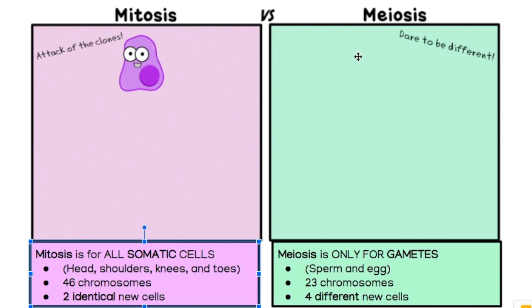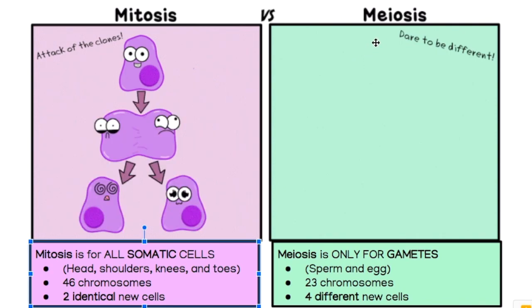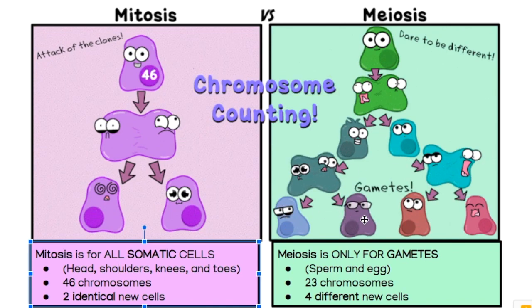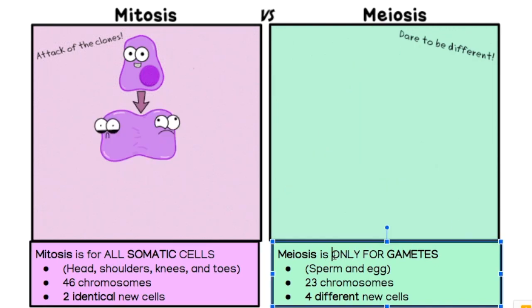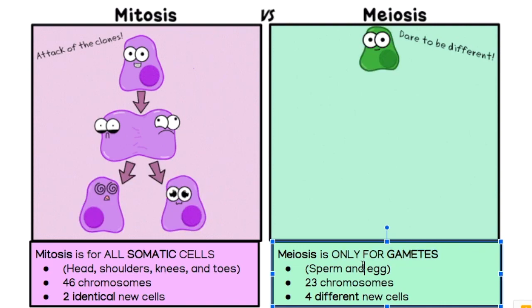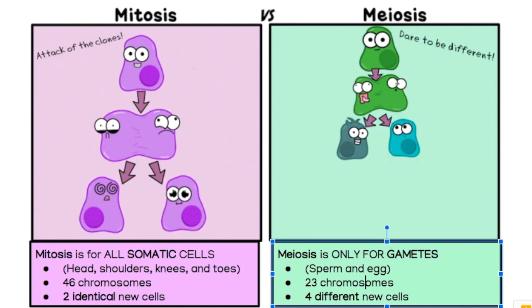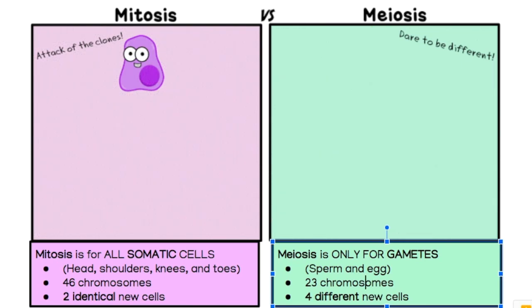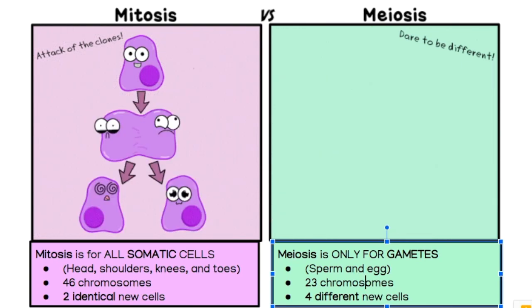So here we have one cell. It has 46 chromosomes. It splits. Then we get two cells, and then those split again, and the end result is four different cells with 23 chromosomes. So meiosis is only for gametes. Remember, gametes are sperm and egg. There are 23 chromosomes in the end result, and the last stage, those four new cells, are different from each other. So they're all a little bit different. There's variety. We'll get into that later.